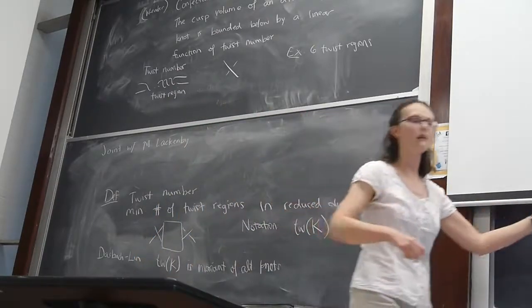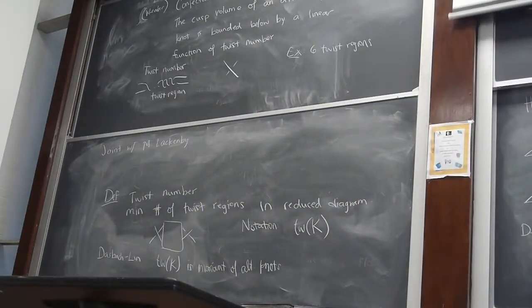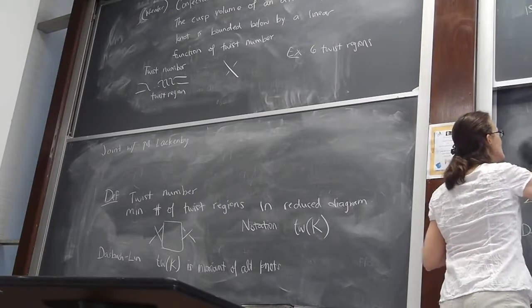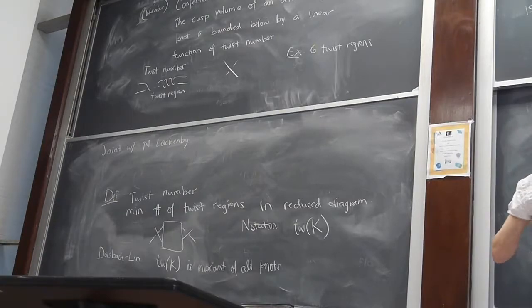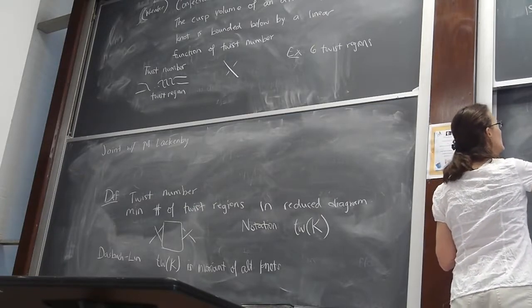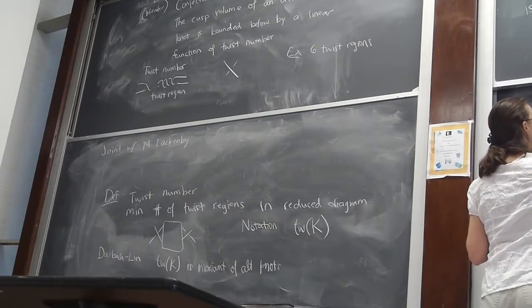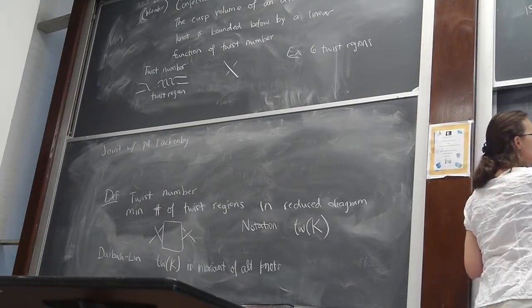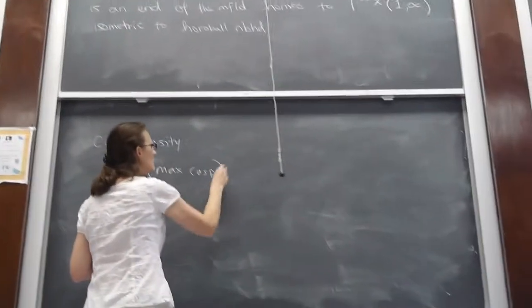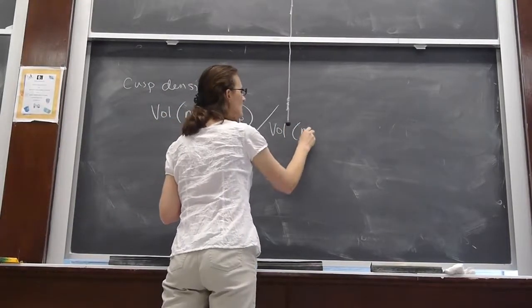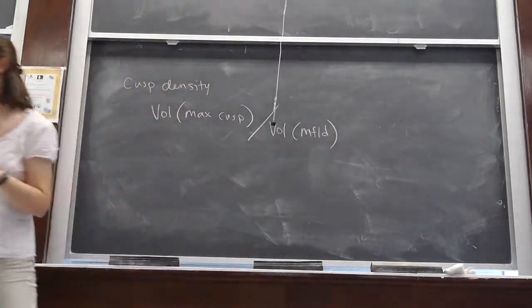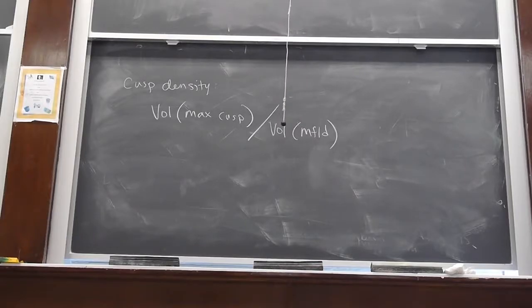So maybe let me just say that while I'm talking about it. Cusp density. This is the volume of a maximal cusp divided by the volume of the manifold. Okay, and there's a well-known upper bound.